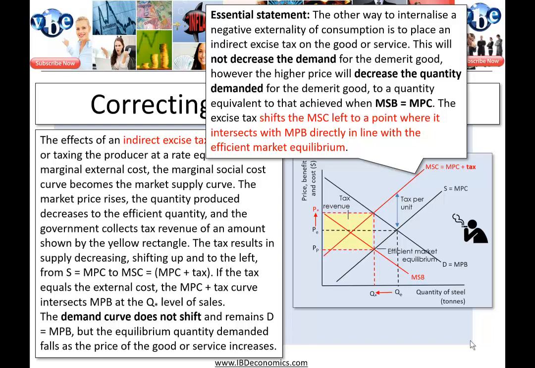It's not decreasing demand, but it's decreasing the quantity demanded of that demerit good to a quantity equivalent to that achieved when marginal social benefit equals marginal private cost. The excise tax placed on the demerit good shifts the MSC left to a point where it intersects with MPB directly in line with the allocatively efficient market equilibrium.